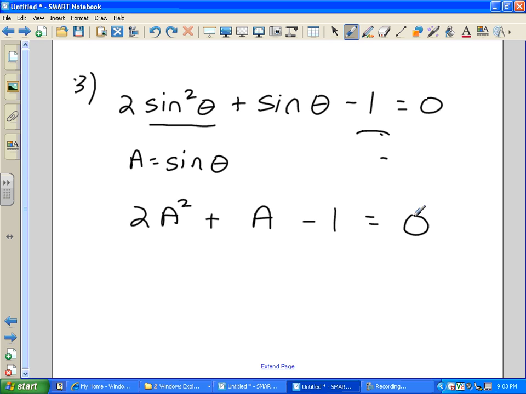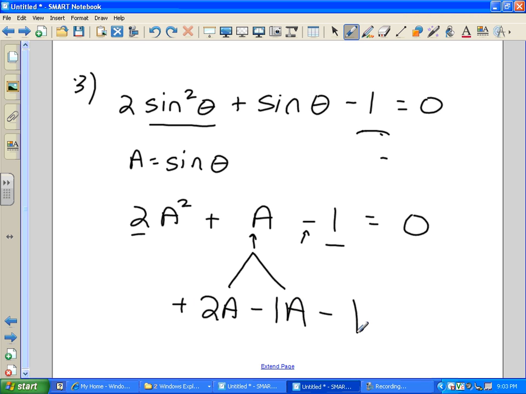So notice it does have a leading coefficient, so we're going to multiply the ends. 2 times 1 is 2. Factors of 2 that subtract to give me 1 would be 2 and 1. And there again, since this has a leading coefficient, I have to split this. Okay, signs will be different. It'll be plus 2a minus a.